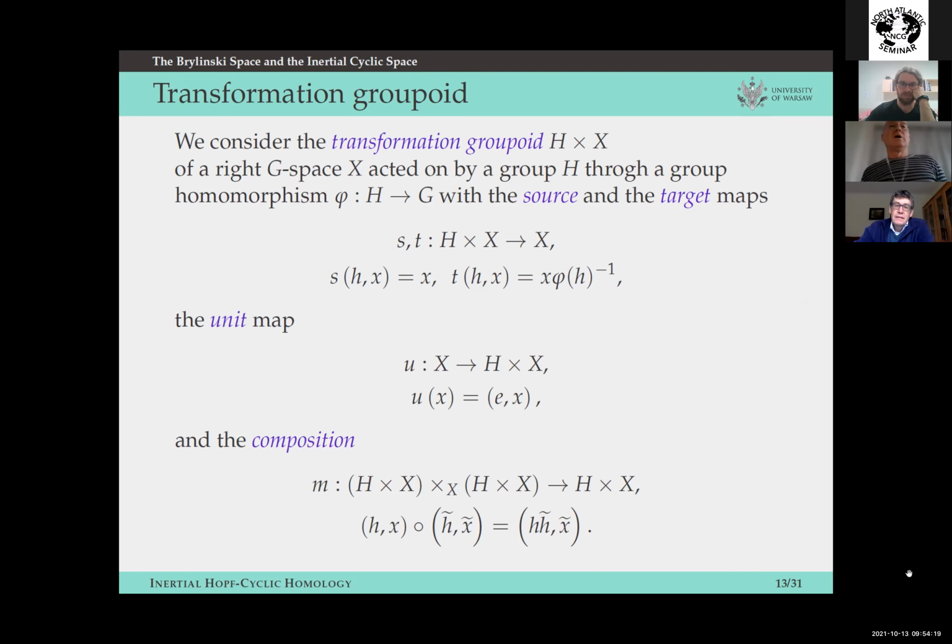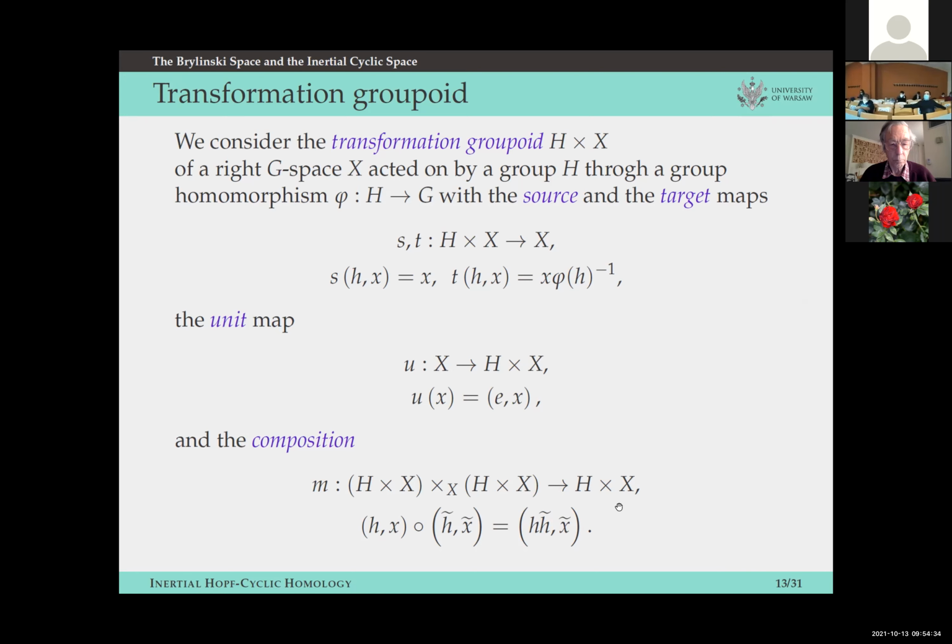Good. So again, since this construction could seem to be ad hoc, it would be better to understand it in some more fundamental terms. So, if we form a transformation groupoid for a G space, then we can transport this G action by this group homomorphism phi from H to G, and we can form an induced transformation groupoid for the action of H on X. And the structure of this transformation groupoid is written on this slide.